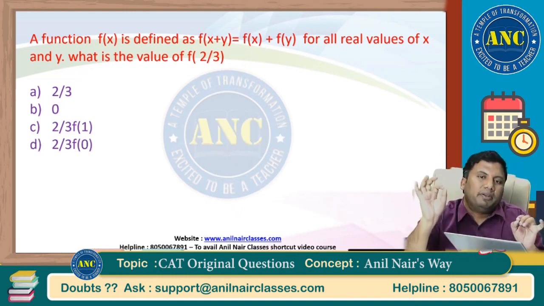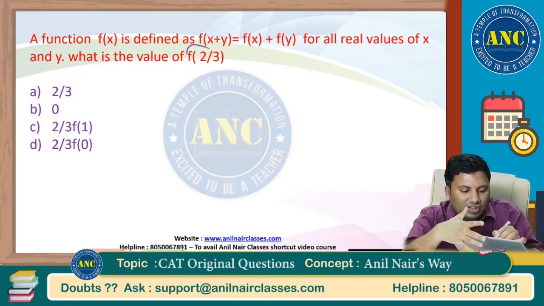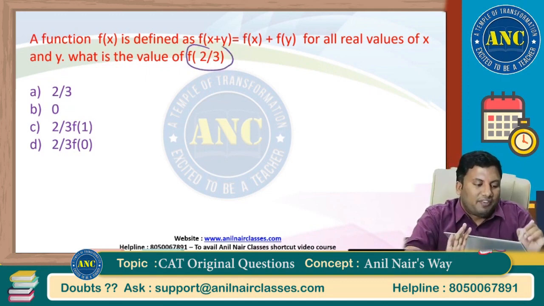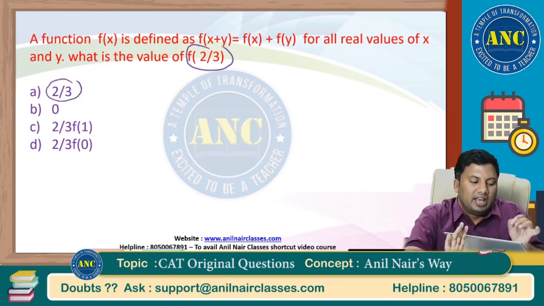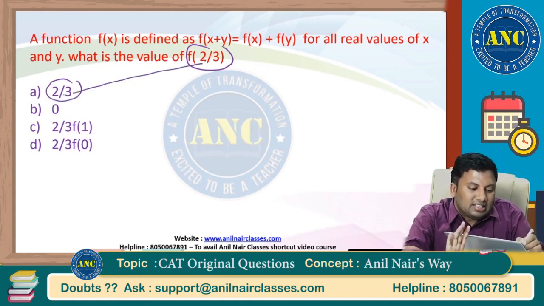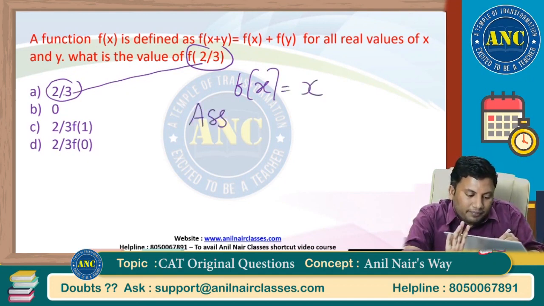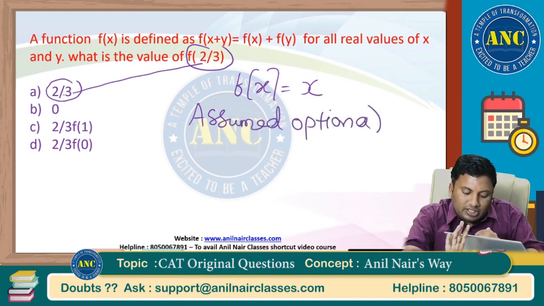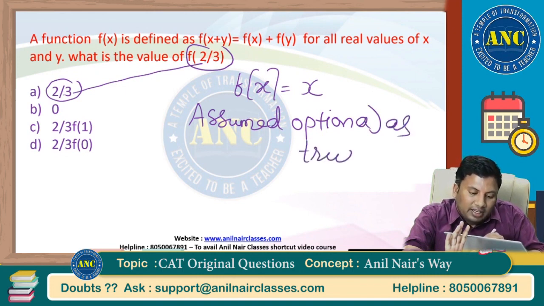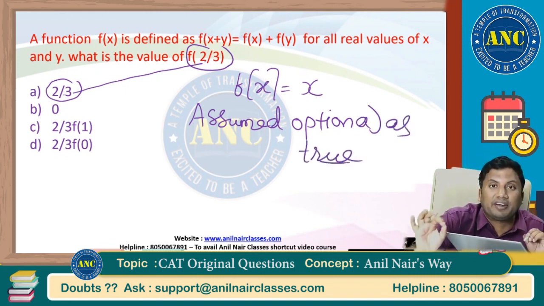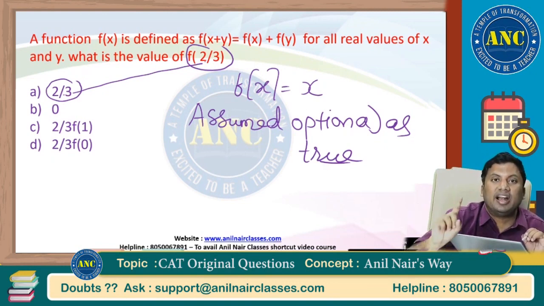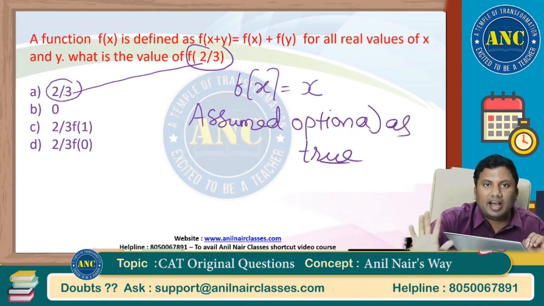the first statement before I solved is f of 2 by 3. First option is also 2 by 3. It seems like this and this are the same. There I wrote f of x equivalent to x. I assumed option A as true. I never derived that f of x is a linear function. Go back to that question and read the first 5 seconds. I hope it is clear.